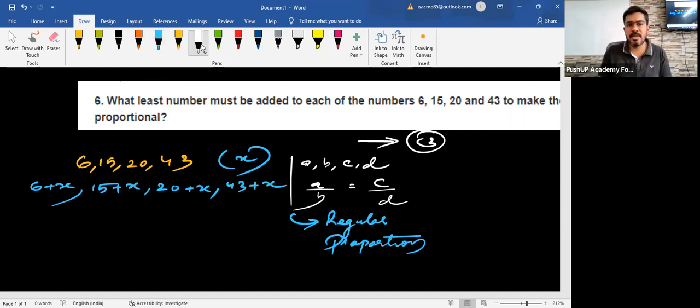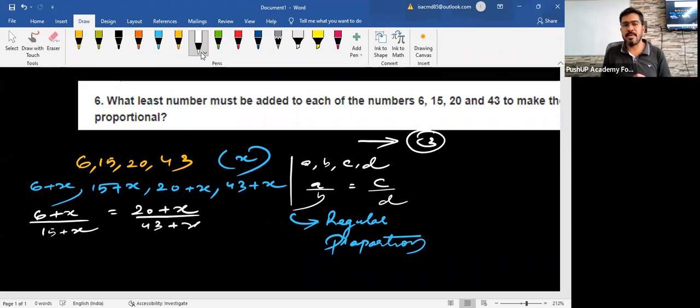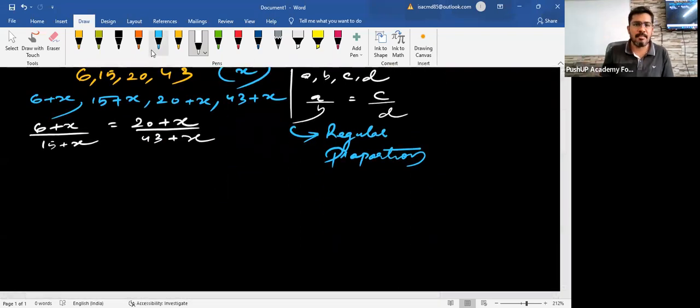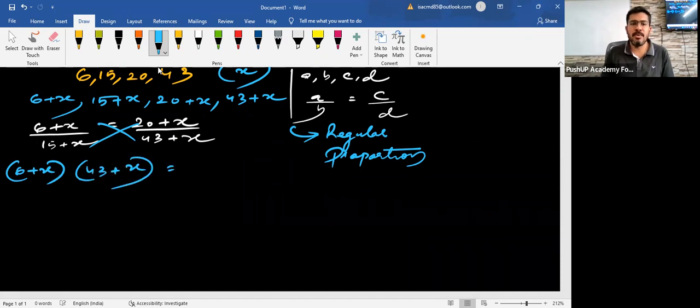Now, what is the condition, children? When I'm adding x to all the four numbers, it should be in proportion. That means the ratio of the first to the second should be equal to the ratio of the third to the fourth number. Am I right? This is the logic. Children, did you all follow the logic? Now let's simplify this further. I think you can cross multiply both the sides. So 6 plus x into 43 plus x is equal to 20 plus x into 15 plus x.